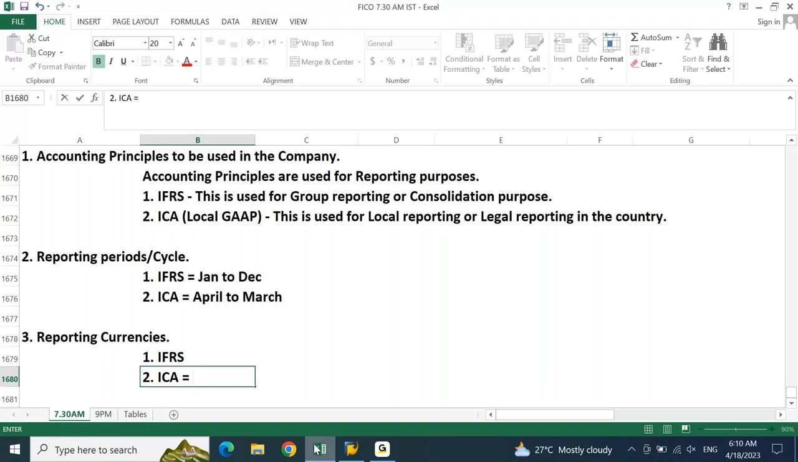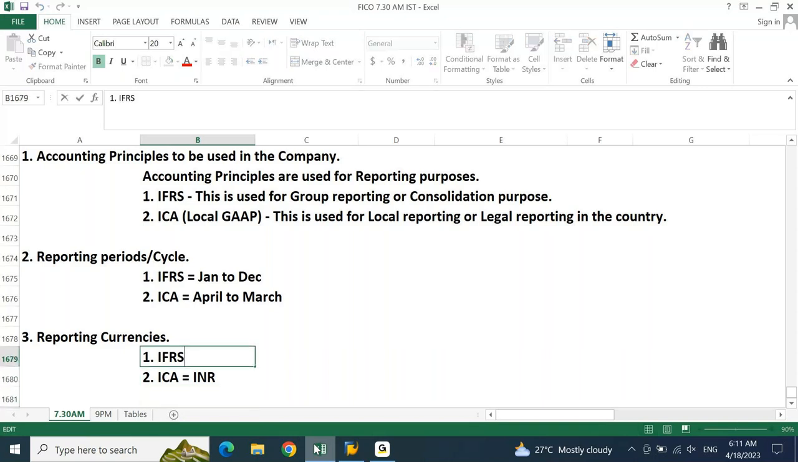INR. So if I am operating in India, I must submit my financial reporting to the local authorities in INR currency only. If I prepare my financials and submit in any other currency apart from INR, it will not be accepted. Your chartered accountant or whosoever will not approve your financials if they are not prepared in INR. No other option. If you are operating in India, you must follow your accounting principle called Indian Companies Act, and all your reporting numbers must be in INR.